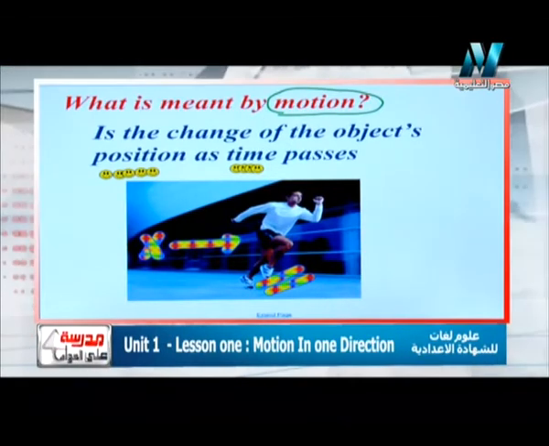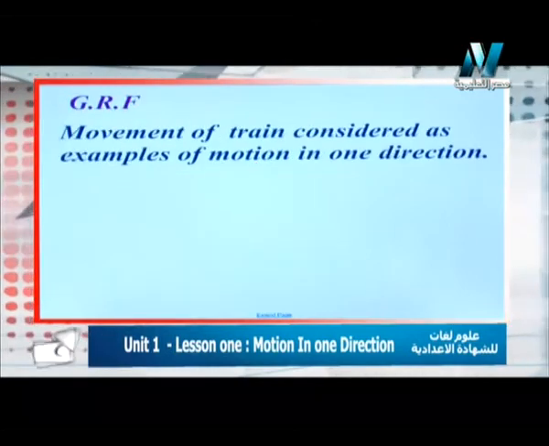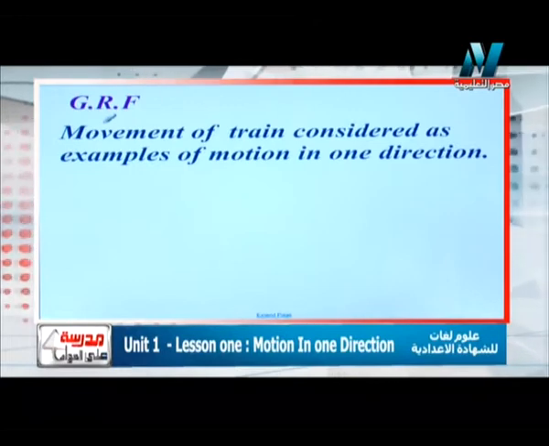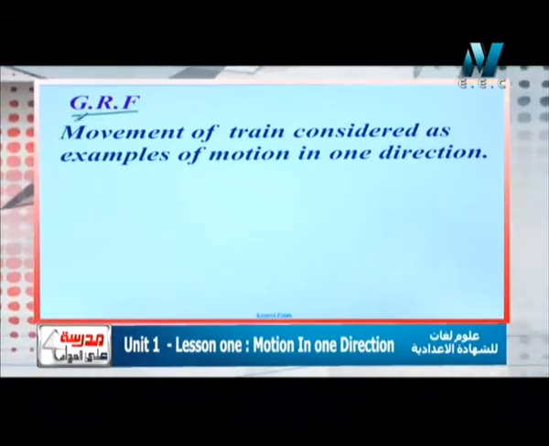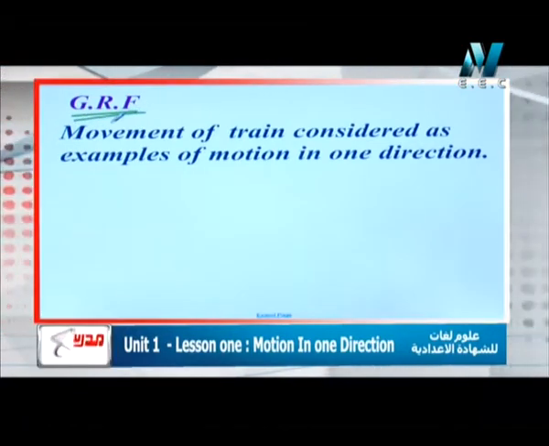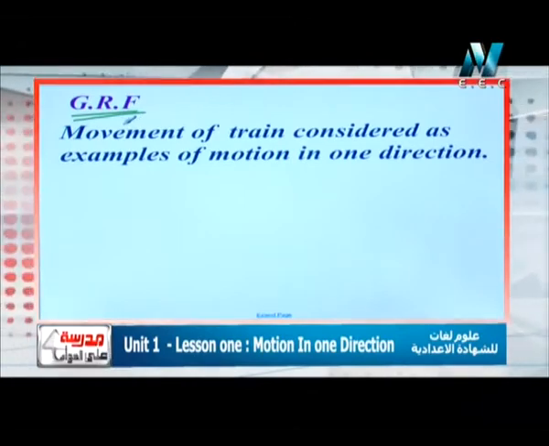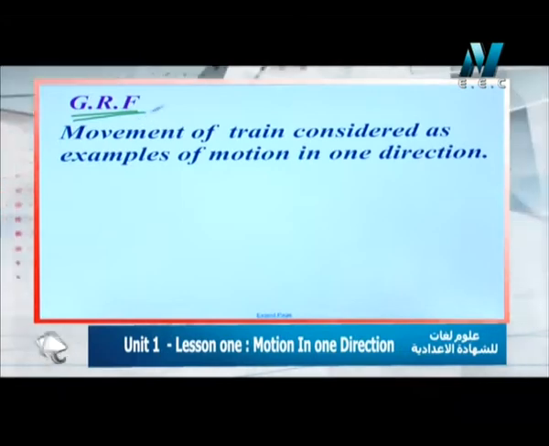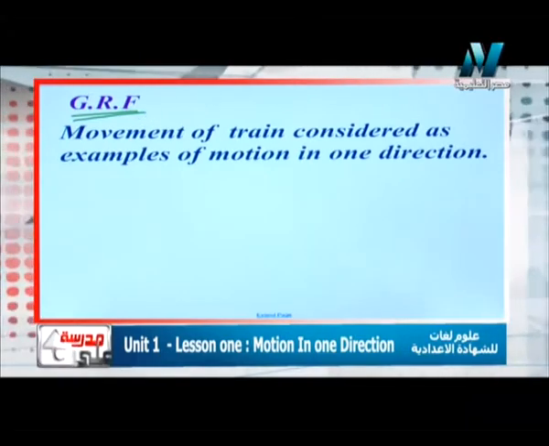Okay, we have a next point in our lesson today. In our syllabus we have a give reason. The first give reason in our syllabus، أول give reason في المنهج عندنا. Movement of a train is considered an example of motion in one direction. يعني تعتبر حركة القطر تعتبر حركة في اتجاه واحد.